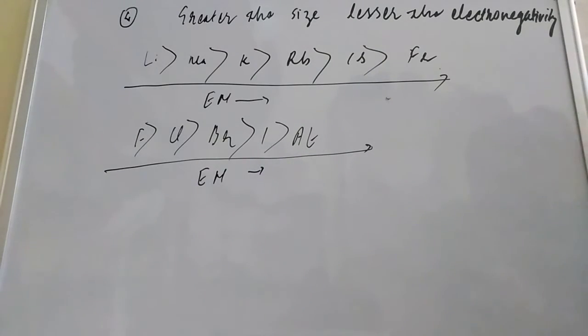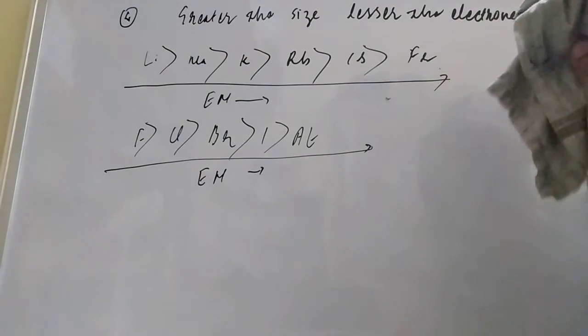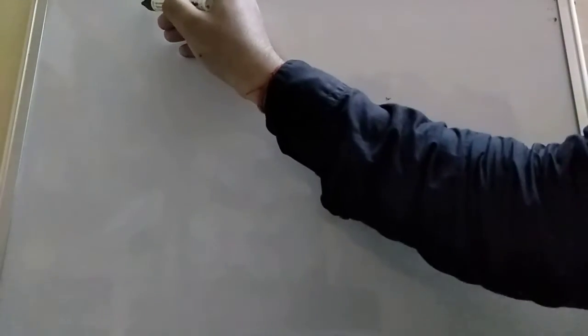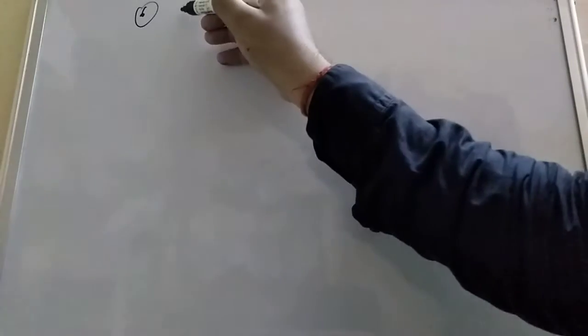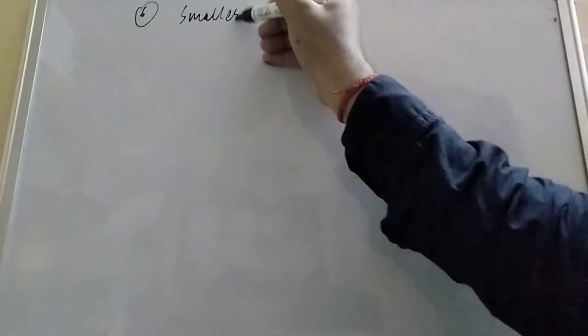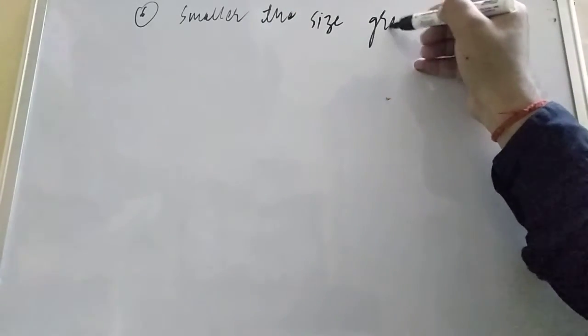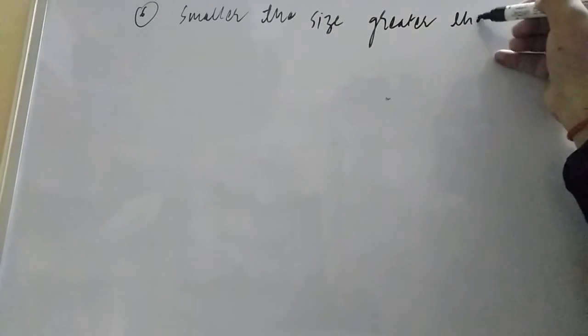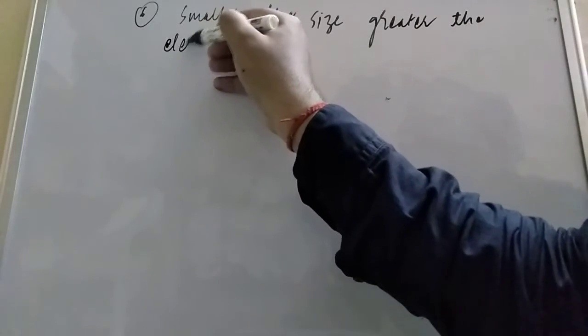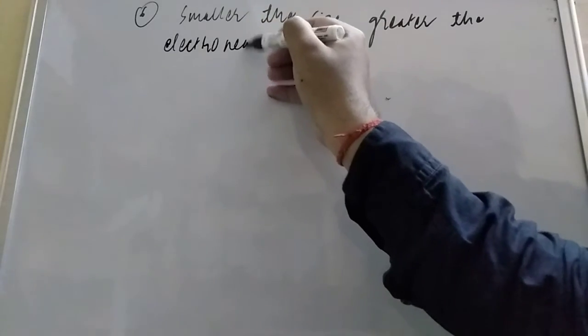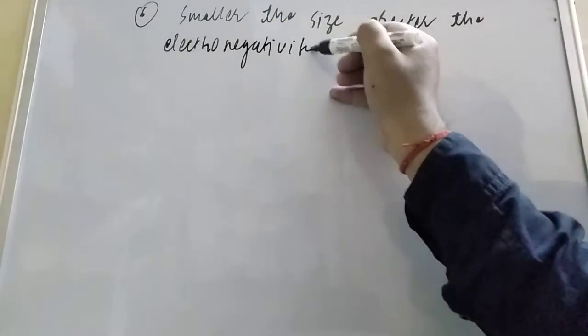If you talk about the next point, student, point number 5 for electronegativity: smaller the size, greater the electronegativity. Okay. Next, point number 6, student. What is point number 6? Smaller the size, greater the electronegativity. Dear friend, how to understand this point?